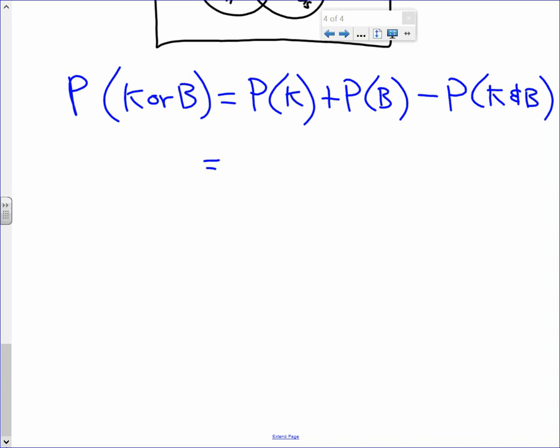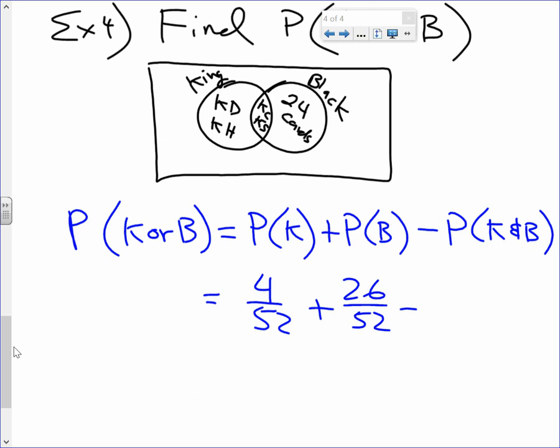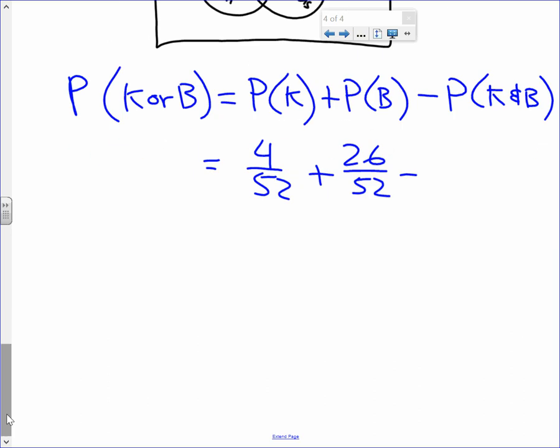What's the probability of getting a king out of a deck? Thank you. Watch this. 4 out of 52 is the probability of getting a king. Plus the probability of getting a black, 26 out of 52. Put that there. Minus, now watch this, the probability of getting a king and a black. How many cards are there? Let's look at the Venn diagram. There's 2 of them right there. 2 out of what? We're rocking and rolling.